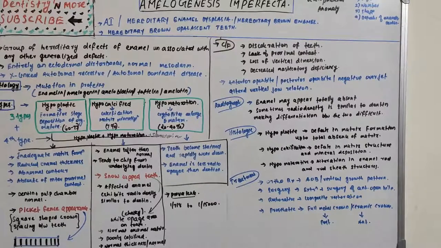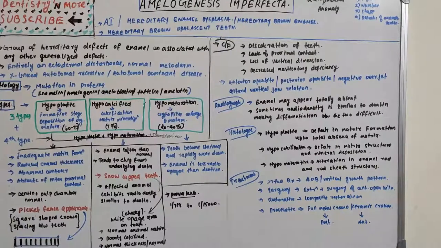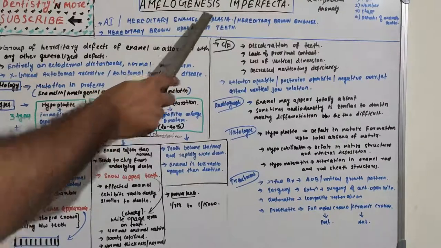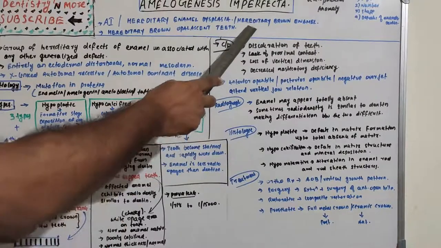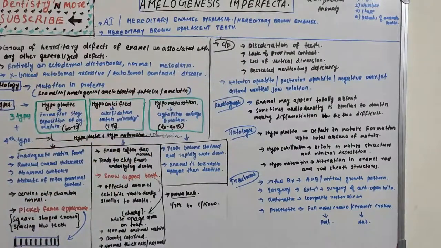So it has got many names. One is AI. AI is very popular nowadays. The popular name is artificial intelligence, but in dentistry AI is amelogenesis imperfecta. We also have another name, hereditary enamel dysplasia. So it is a hereditary condition. Dysplasia, plasia means the production of cells. We know aplasia, metaplasia. Dysplasia is improper production. Also hereditary brown enamel, because of the color of the enamel in amelogenesis imperfecta. And also hereditary brown opalescent teeth because of the opalescent appearance of these teeth. So that is about the various names it has got.